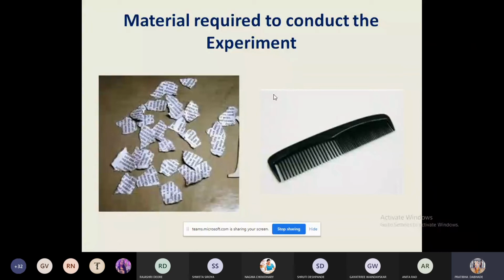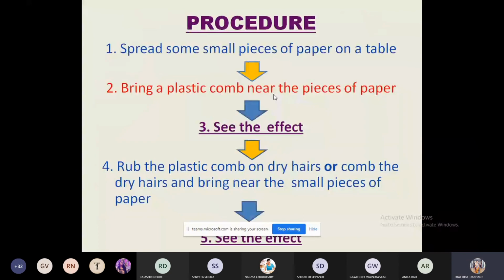Now I'm going to tell you the different steps to perform this particular experiment. So this is the procedure of today's experiment. Please listen carefully, because at certain steps you're going to observe the effect. So, step number 1.